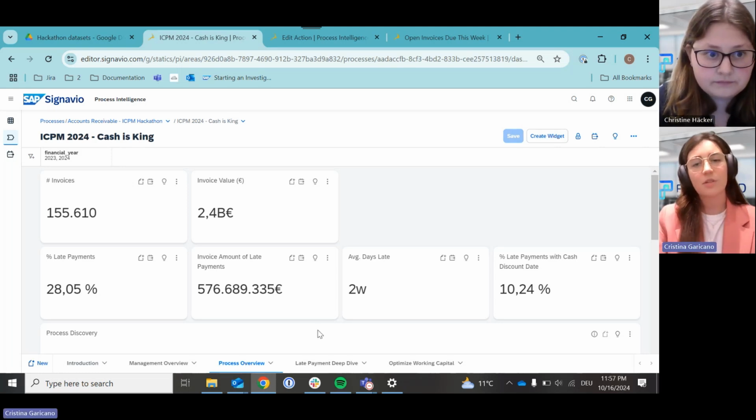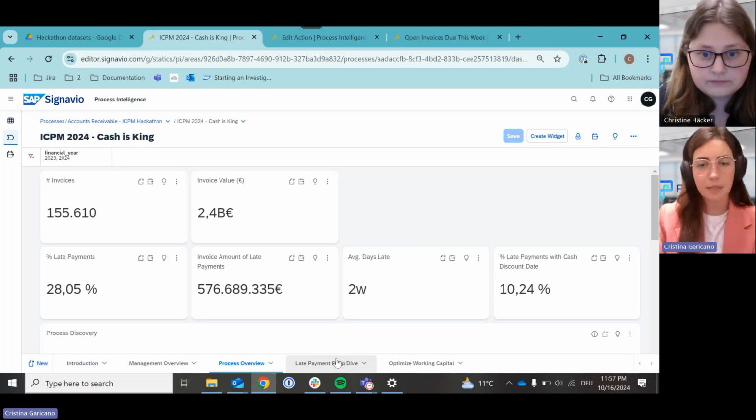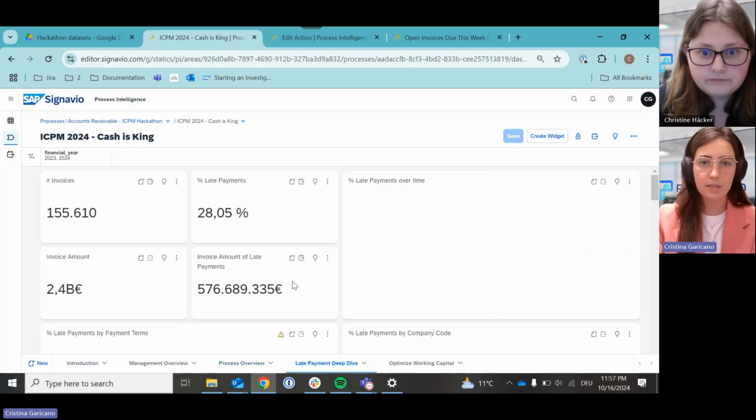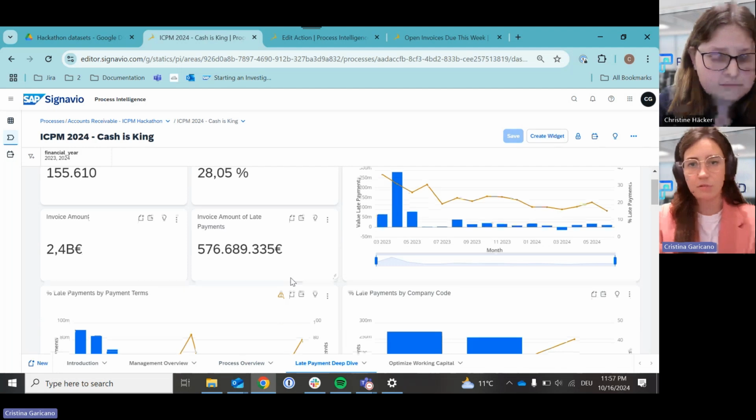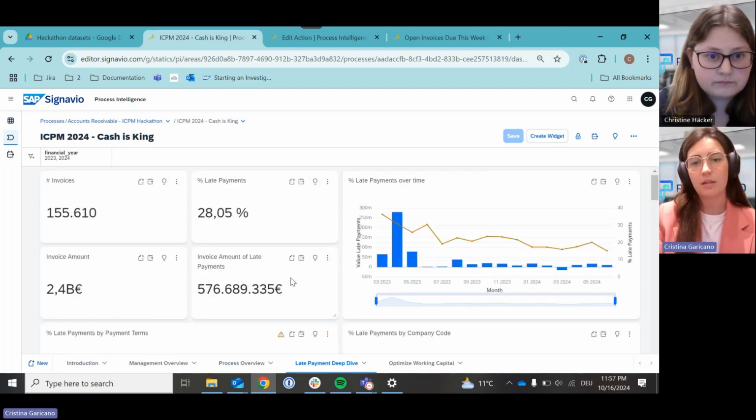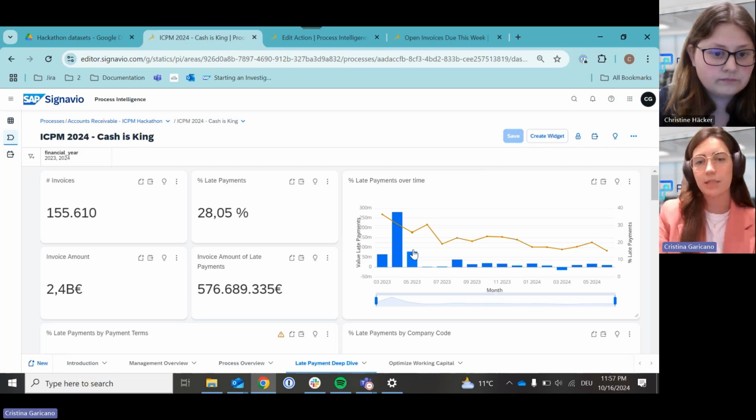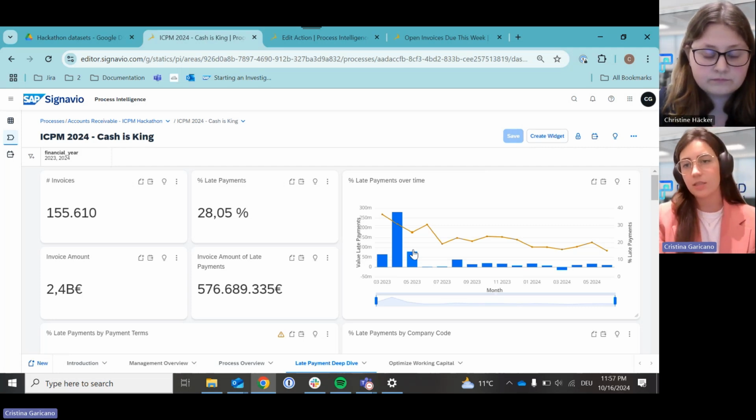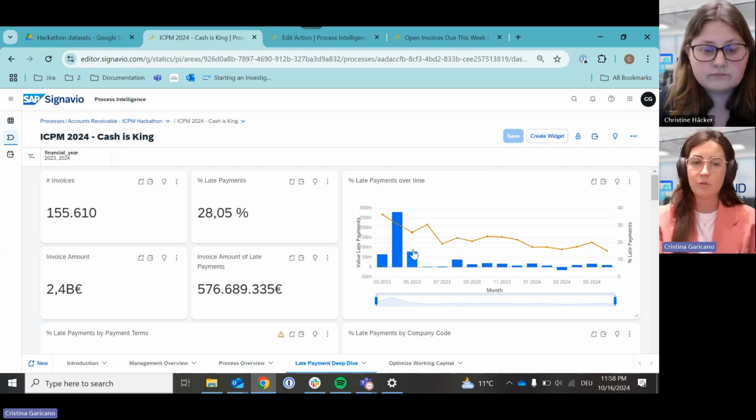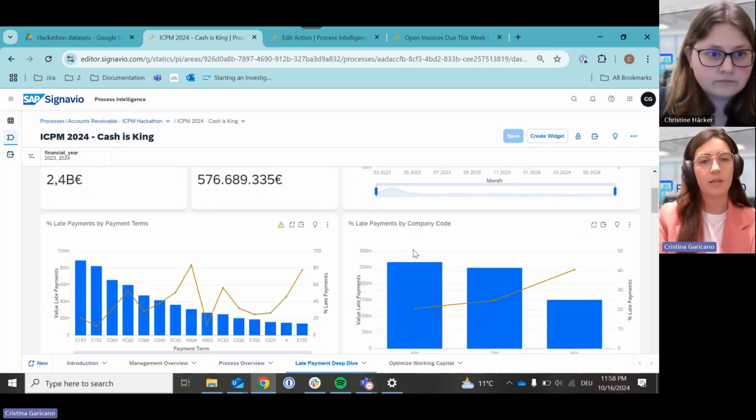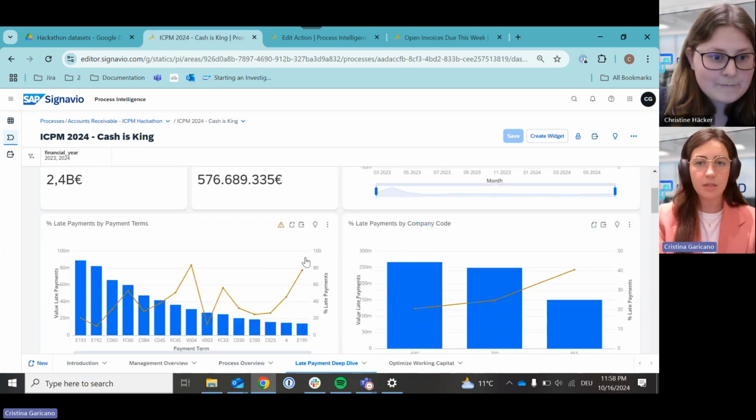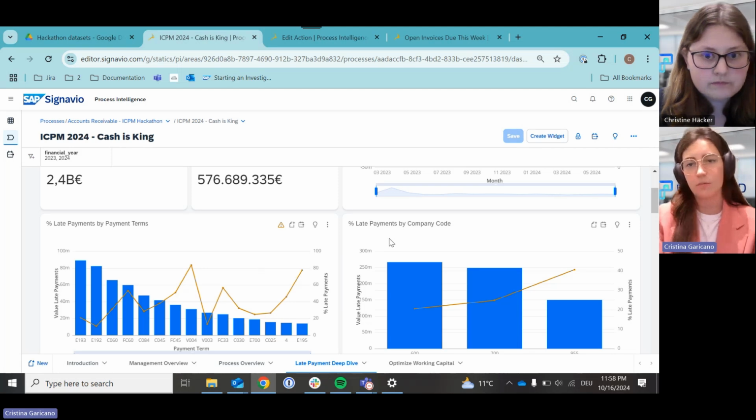To answer this question, we have prepared the late payments deep dive, where we can see the late payment rate by different dimensions. For example, over time, where we can see that the late payment rate is already decreasing, which is great news, but we can also check by payment terms or by company code.